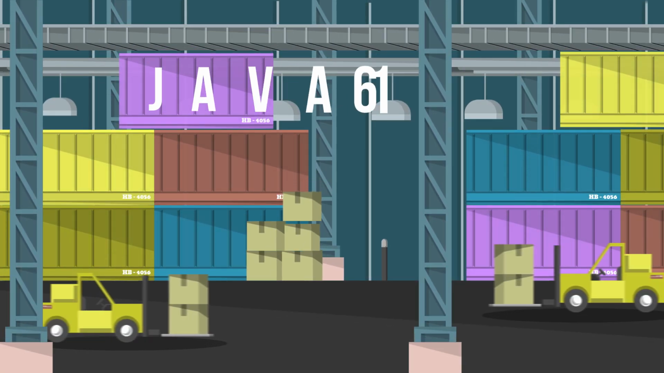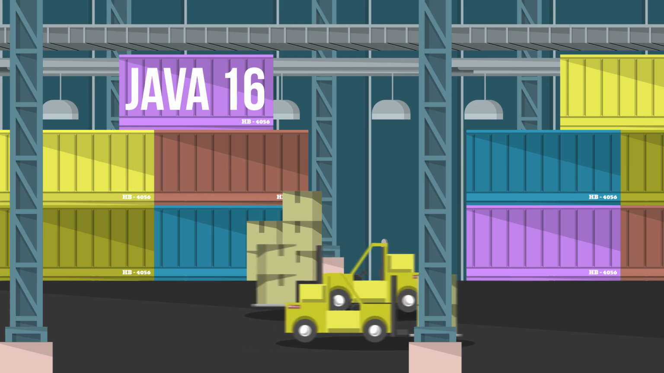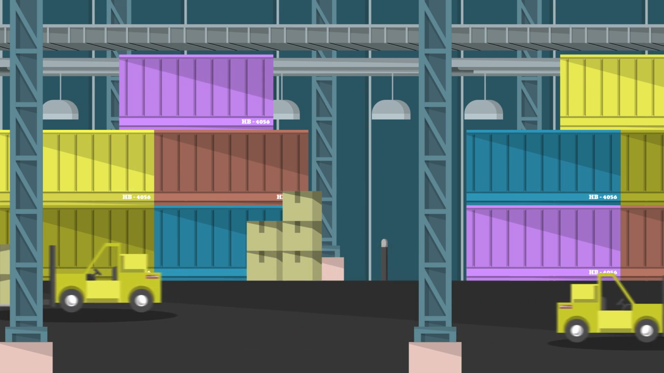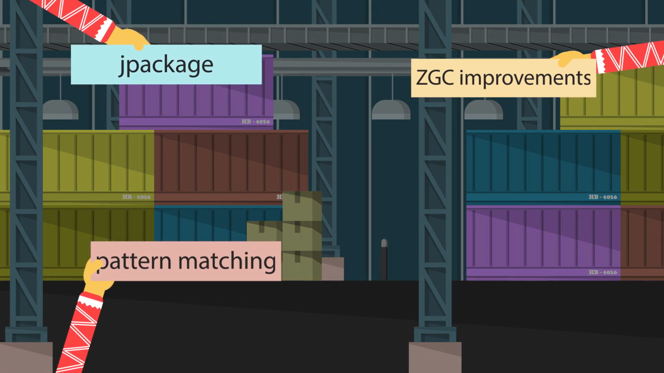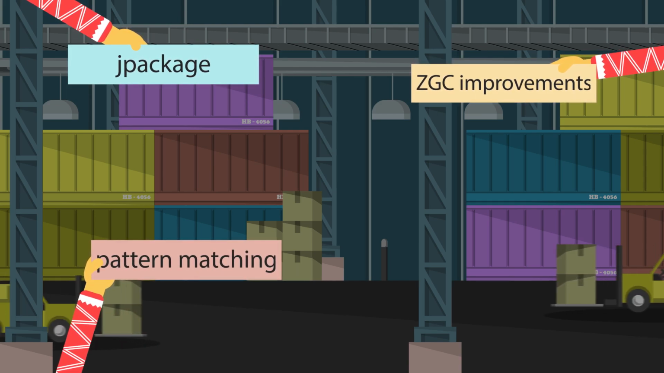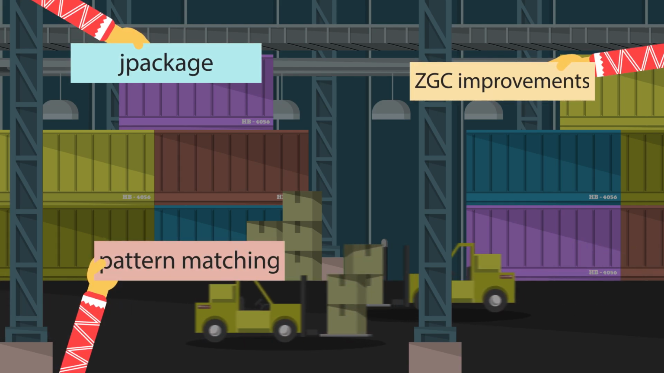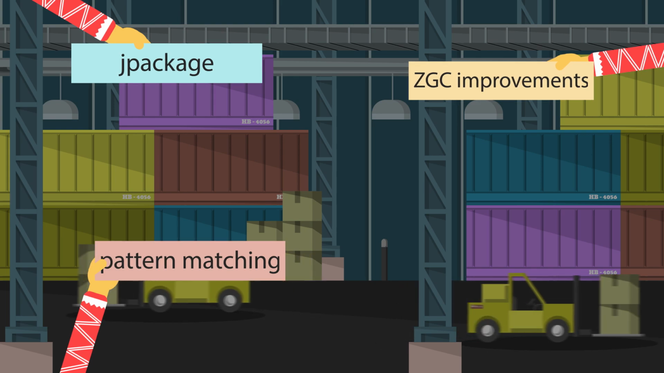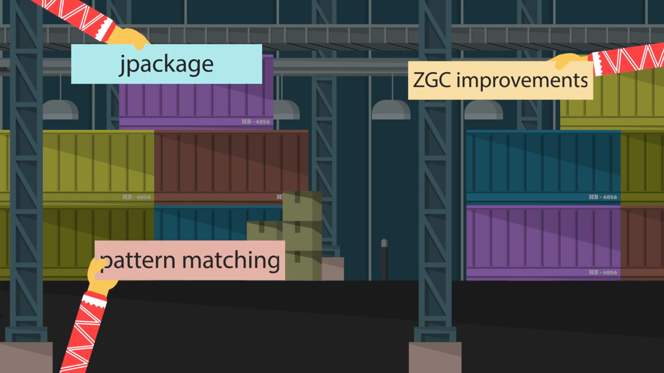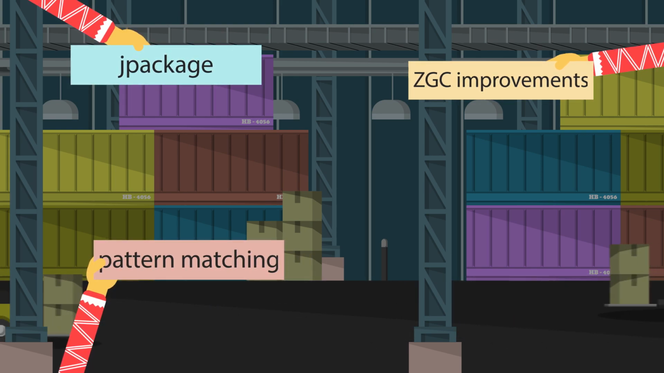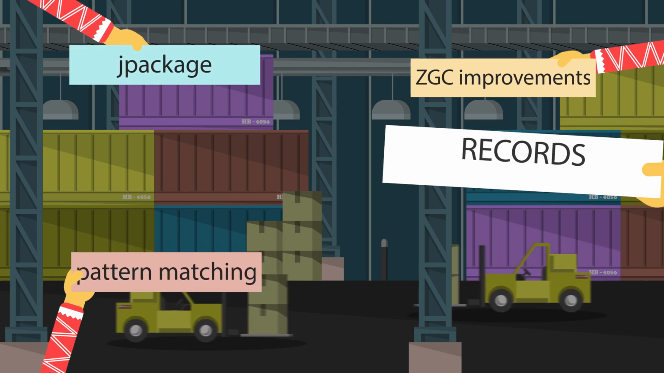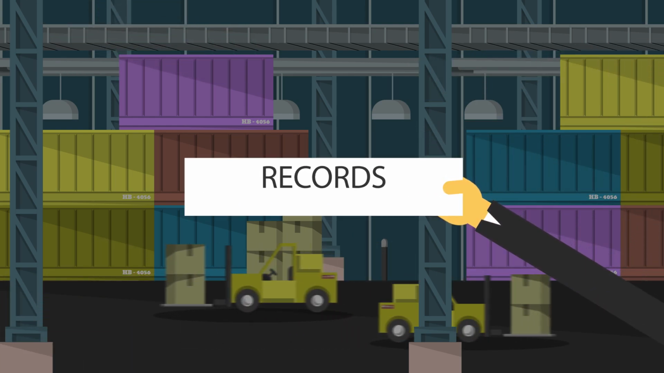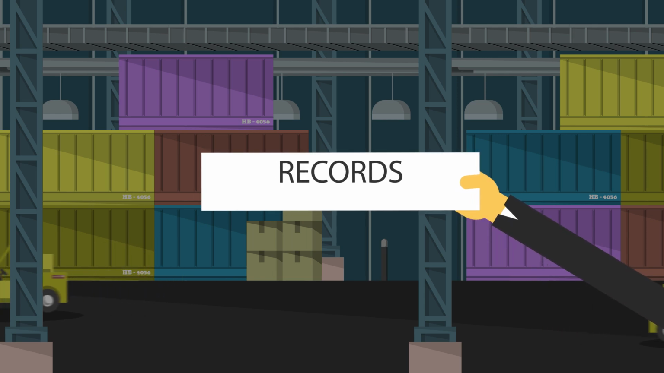Java 16 has been shipped with many interesting features such as pattern matching for the instanceof operator, providing the jpackage tool for packaging self-contained Java applications, and significant improvements on Z garbage collection, etc. However, our interest for this video is Java records.